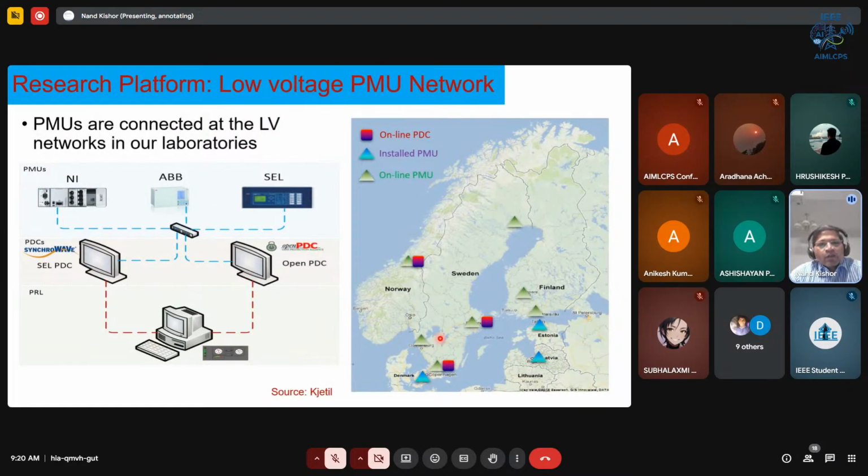So as a part of this project, we developed some research platforms in the different labs, as a low voltage PMU network. As you can see, this was an online PMU. It was installed at a low voltage network at different locations here. It refers to the different university partners, actually, where we have installed the PMUs.